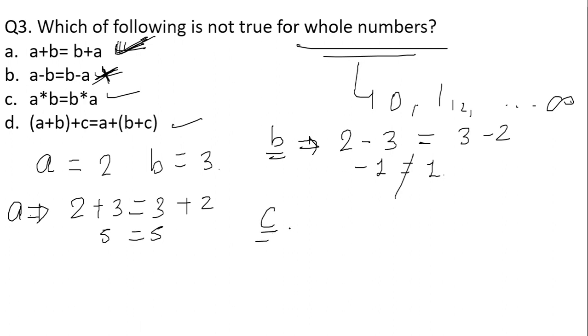Okay, so what is regarding option number C? Option number C is talking about A into B, that is 2 into 3, is equal to B into A, that is 3 into 2. This equals 6 is equal to 6. So this is also coming equal. So this is also valid for the whole numbers.